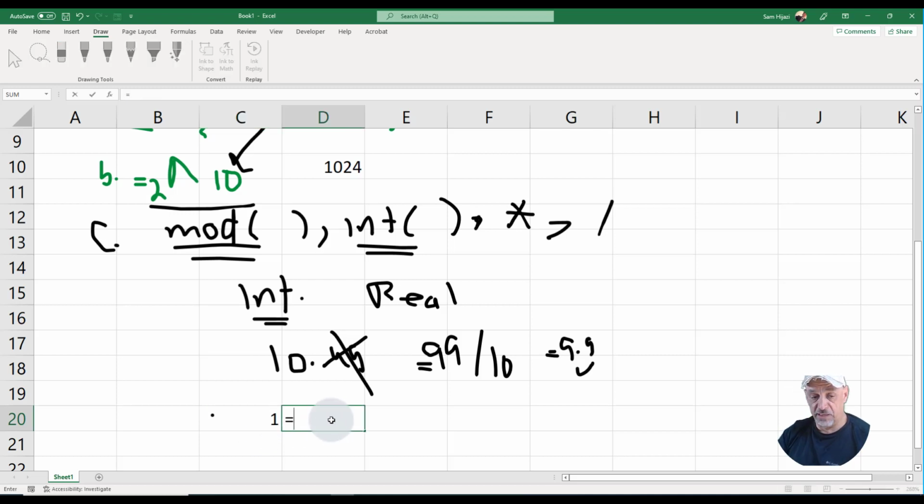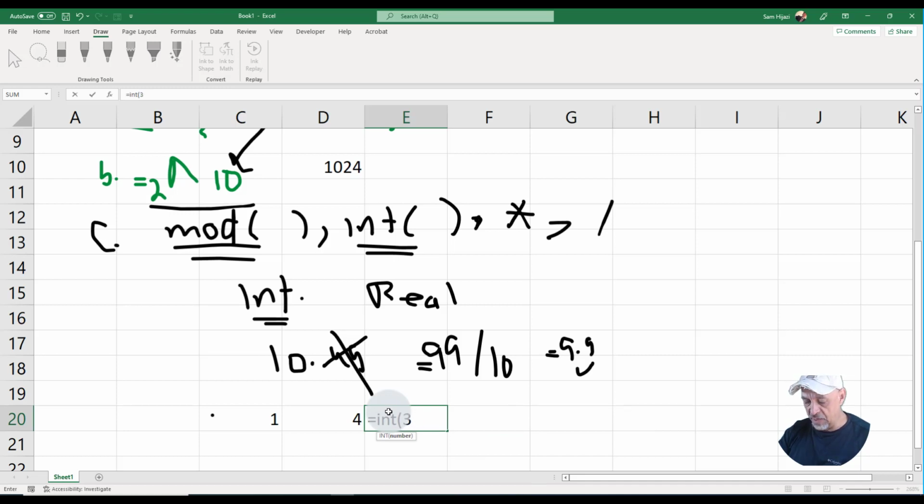Again, let's do any number, say 34 mod 10. When I divide 34 by 10, I get a full 3 tens, and the remainder would be 4. That's different from if I say integer, which is another function in Excel.